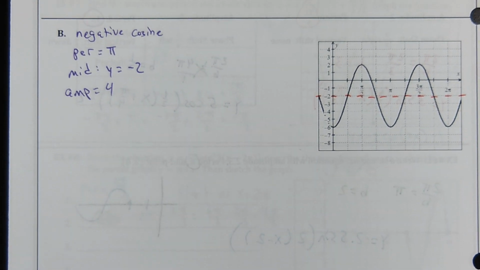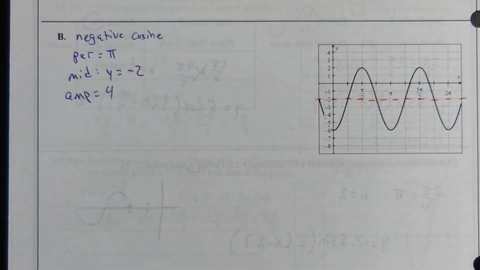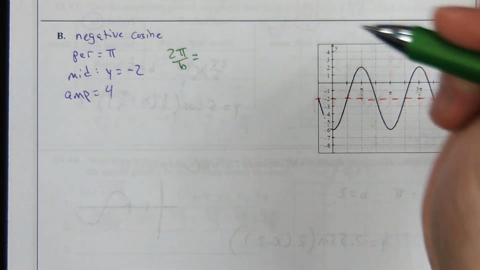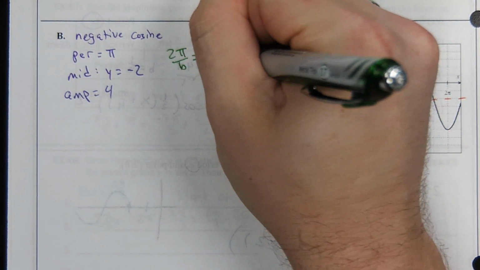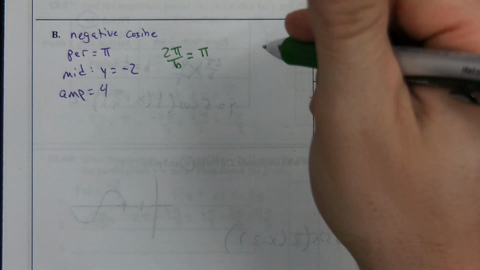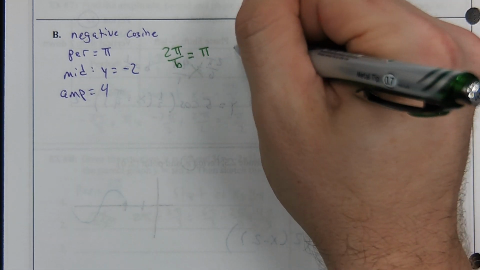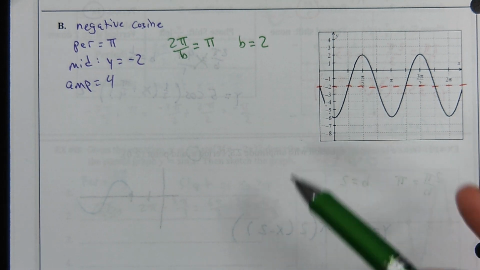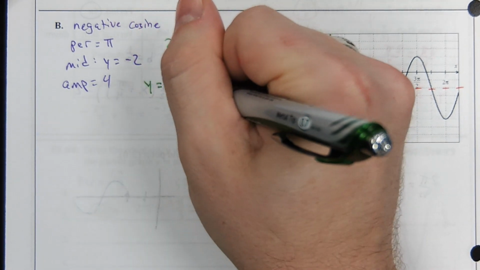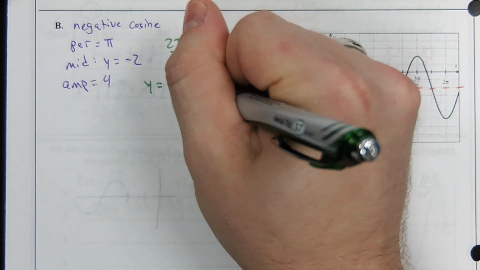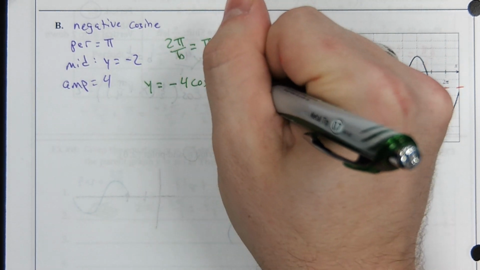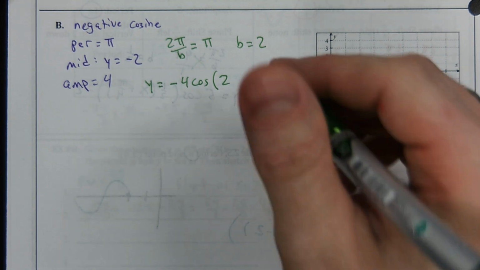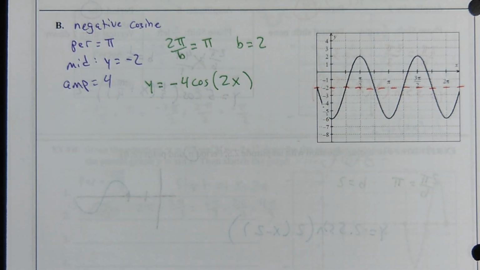All right, let's figure out our b value. 2 pi over b equals the period length of pi. So what does b have to equal? Not pi, 2. And we said it's a negative cosine based on its shape. So y equals negative amplitude cosine of 2x. And since it starts right here at the y-axis, no phase shift.